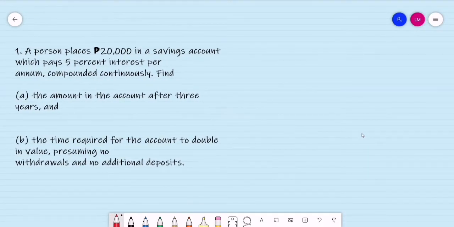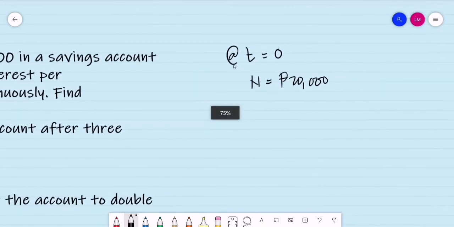So let's have the given. At time equal to 0, what is the initial amount of the savings? The initial amount N, we are to use that value from the given. This is the 20,000 pesos. So these are our initial values.